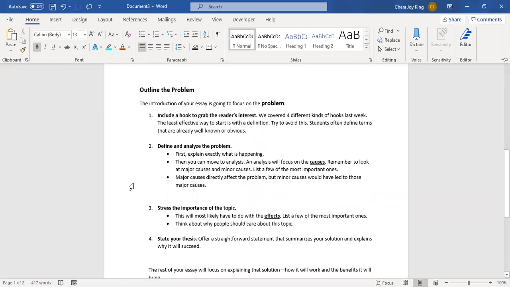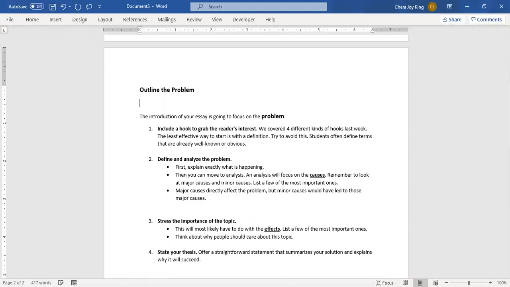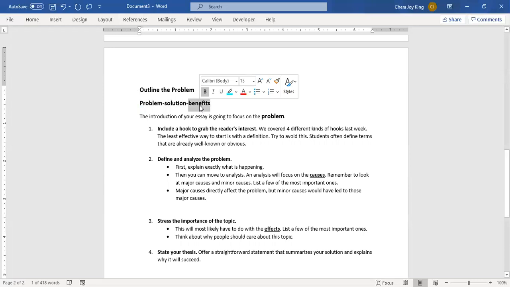This is a problem solution essay, and sometimes we see it called not just problem solution, but problem solution benefits. If you want to think of it in 3 sections, we're just going to focus on the problem right now. The solution section is going to explain the steps or exactly like what the details of the solution are. And then the majority of the essay is the benefits.